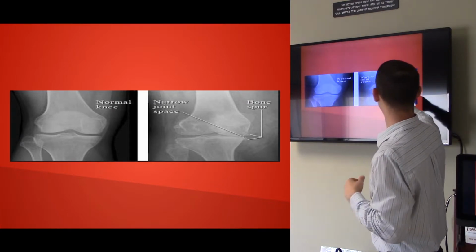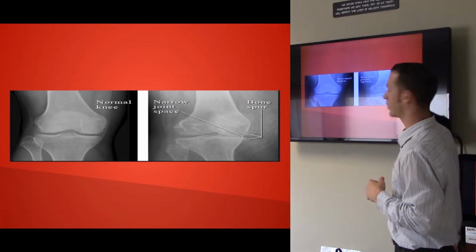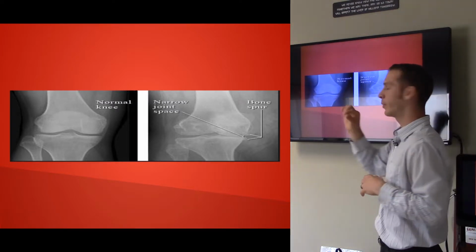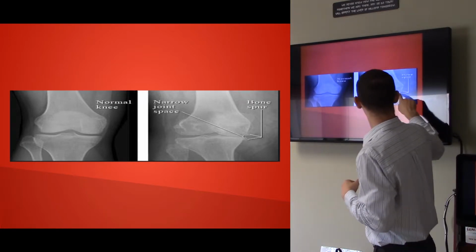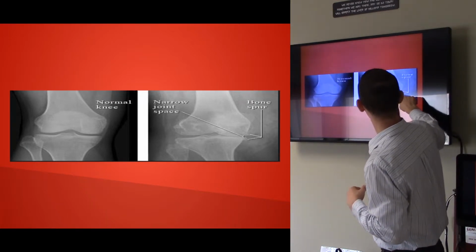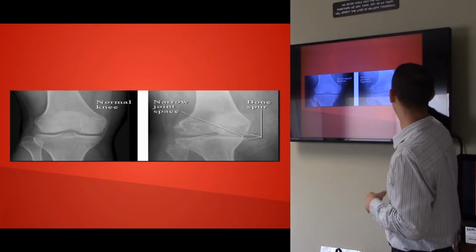Now, if we look at this, this is called a narrow joint space, right? You can see here that the bones are actually starting to get closer together, okay? We talked about why this happens over time. And then we can also get these little things called bone spurs, or calcifications of those joints here.